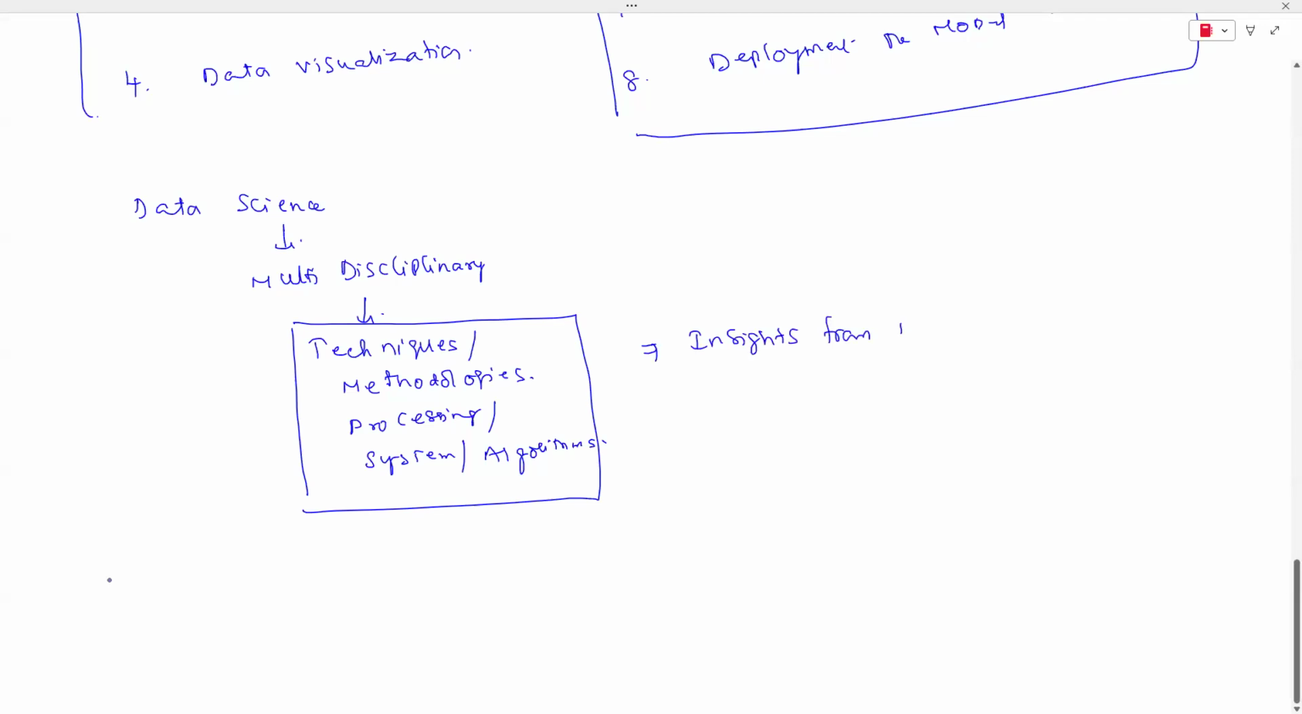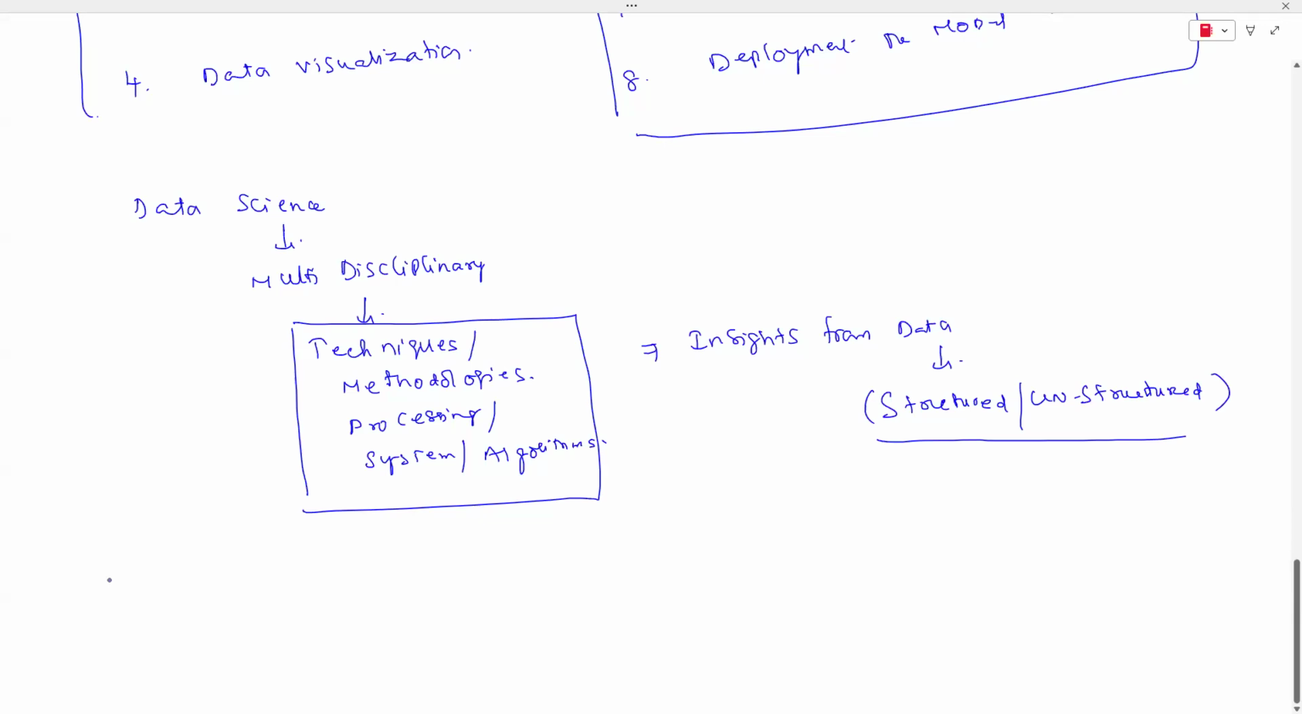It is going to be insights from the data. The data may be structured data, guys, or it can be some kind of unstructured data. It is going to be either structured or unstructured data.